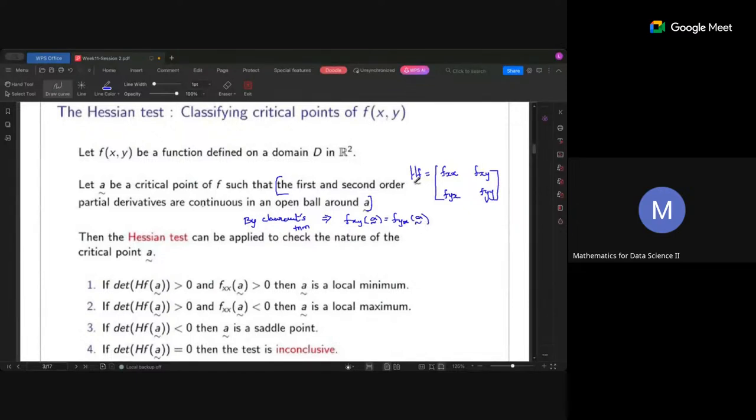For A tilde, you can use this interchangeably. The anti-diagonal entries are the same. So you have x, y here, and all of them are at A tilde. You write it like this. Now, what is the special property about this matrix? It is symmetric. You should note that the Hessian of f at A tilde is a symmetric matrix.